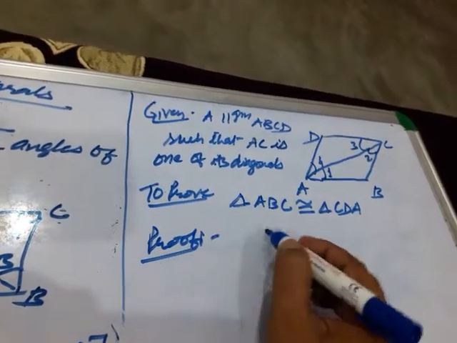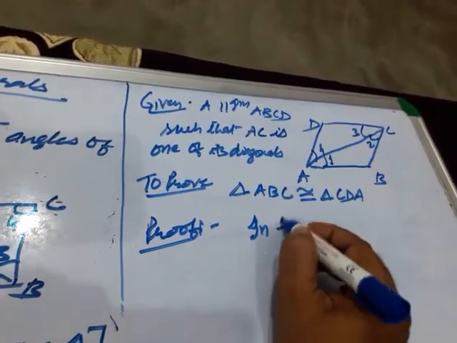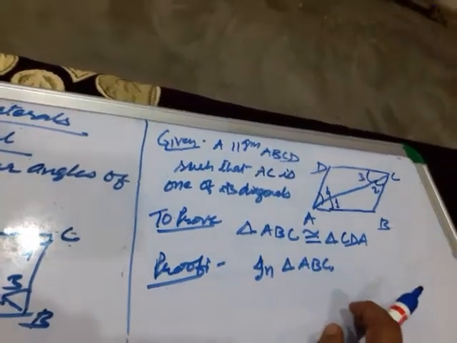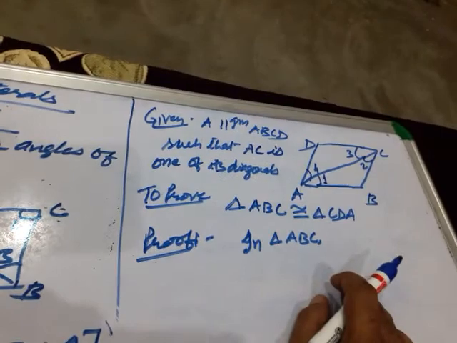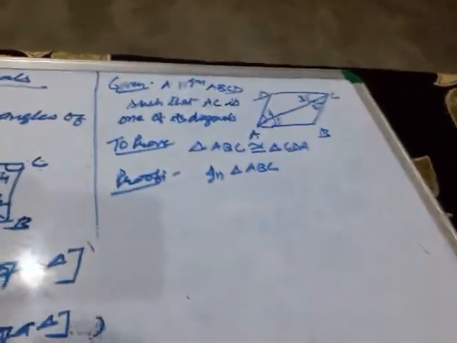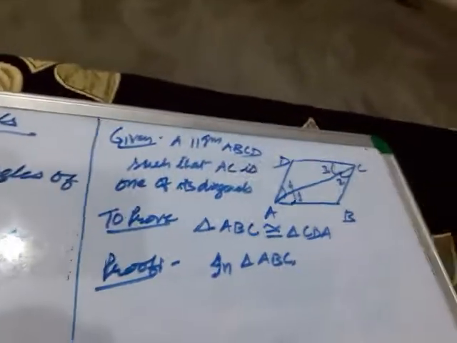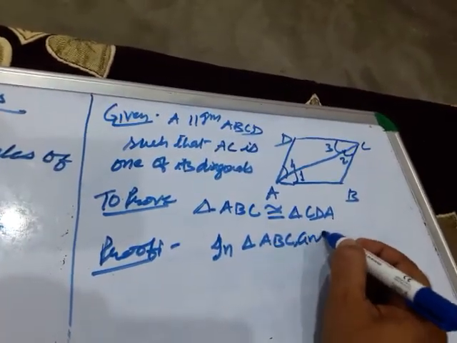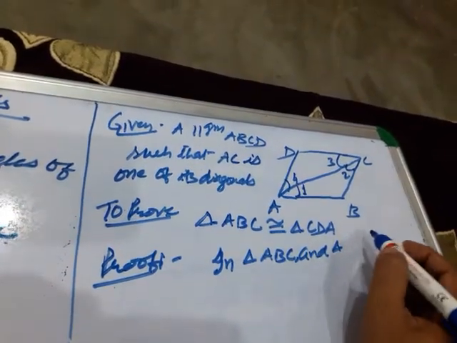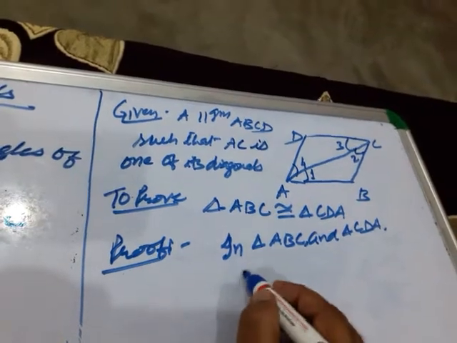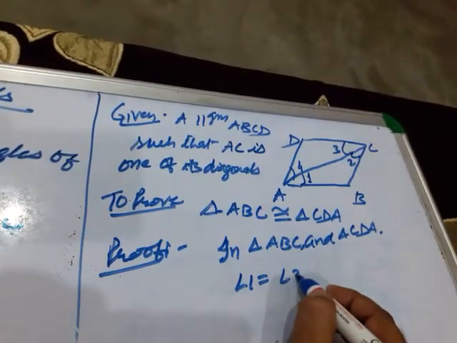Start the proof of the theorem. In triangle ABC, this is a parallelogram, so it holds all the properties of a parallelogram, children. Let us see, in triangle ABC and triangle CDA, here angle 1 equals angle 3.